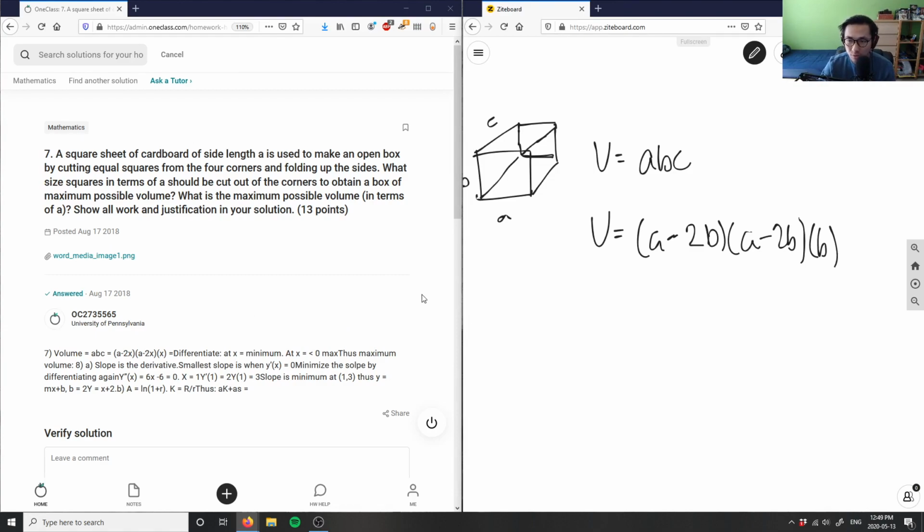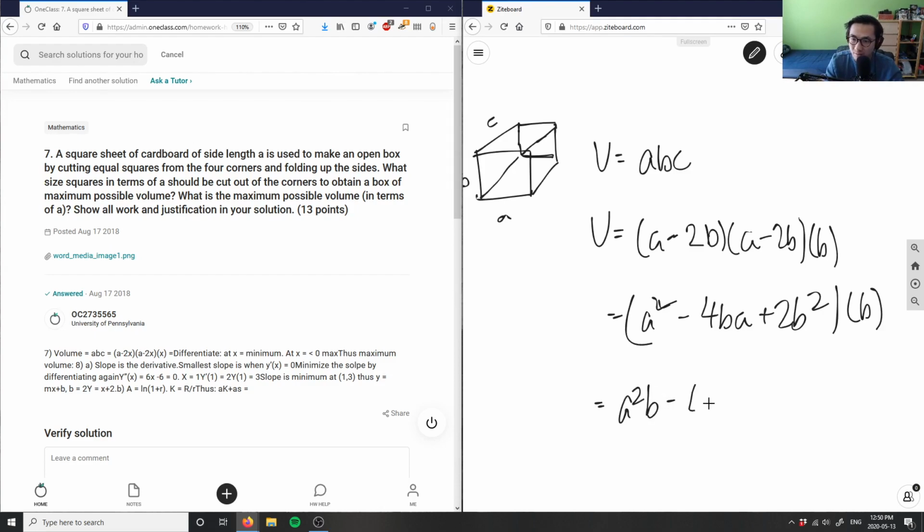So if I were to solve this problem, let me FOIL this first. I would get a squared, minus 2ba, minus 2ba, so this is minus 4ba plus 2b squared, times b here. And this here is going to equal a squared b minus 4ab squared plus 2b cubed here.